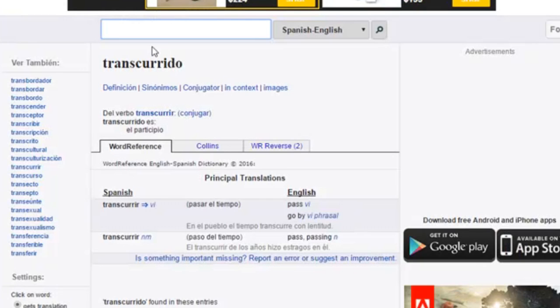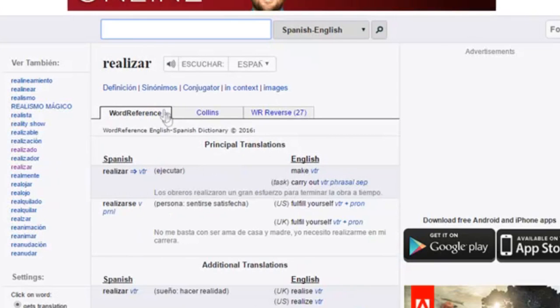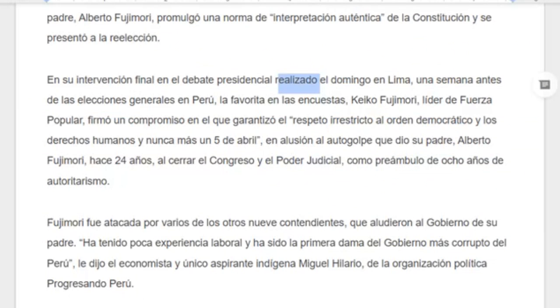Let's see what the dictionary says realizar means. It kind of just means something happened, to make, carry out, fulfill, realize. We could use realized like this in English too, we just don't that much. They use realizar, or in this case, the past participle, realizado, much more often. So the presidential debate that was carried out, that happened, that occurred, el domingo, once again, they use the article and we don't, Sunday, en Lima, in Lima.